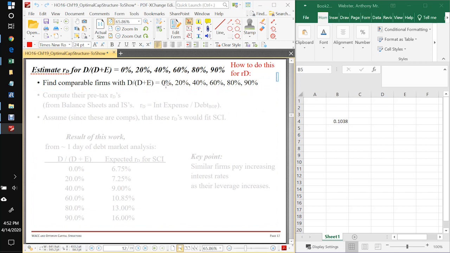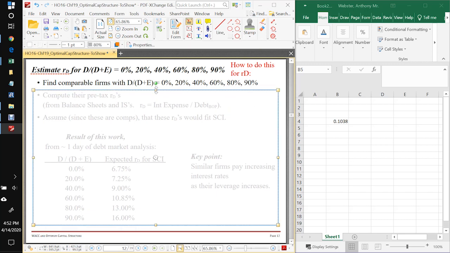You want to go out and find comparables that have debt to enterprise value ratios around 20%, 40%, 60%, 80%, 90%. This is the type of thing that folks at investment banks do as a service for their customers all the time. So if you're interested in this, this is something you might find yourself doing at an investment bank.